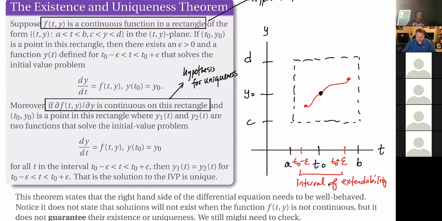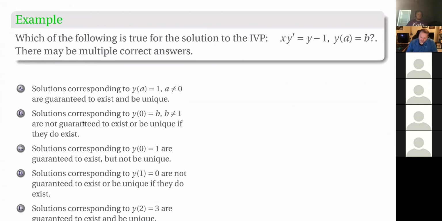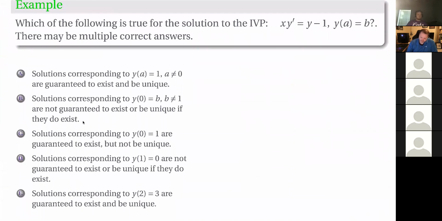I want you to also understand that this theorem guarantees things. It doesn't disallow things, right? So you can have a lack of continuity and still have a solution. You're just not guaranteed to have one, okay? So this theorem deals in guarantees, not disallowing things. Okay. So let's look at this example.